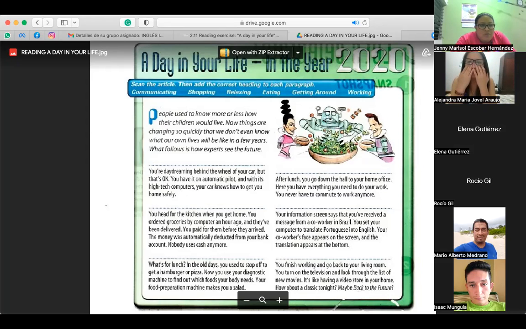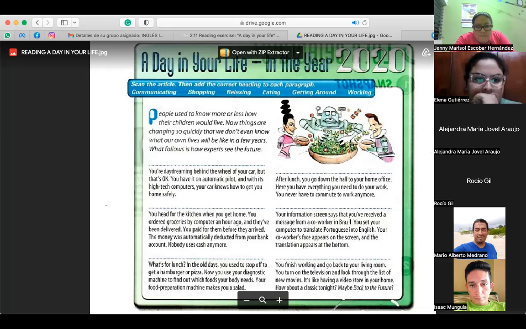First paragraph: you're daydreaming behind the wheel of your car, but that's okay. You have it on automatic pilot. With these high-tech computers, your car knows how to get you home safely. What would be the heading of the paragraph? I don't know, maybe getting around. Yes, that is the one. Perfect. Congratulations, your pronunciation is good.